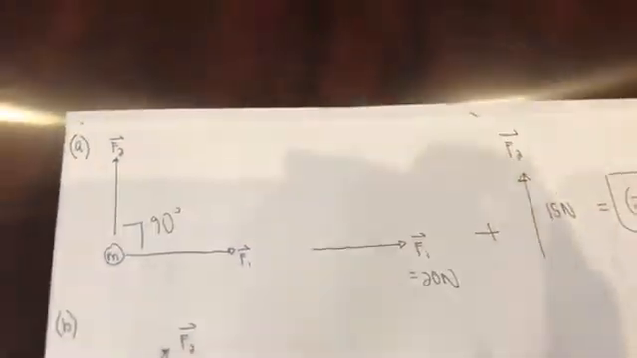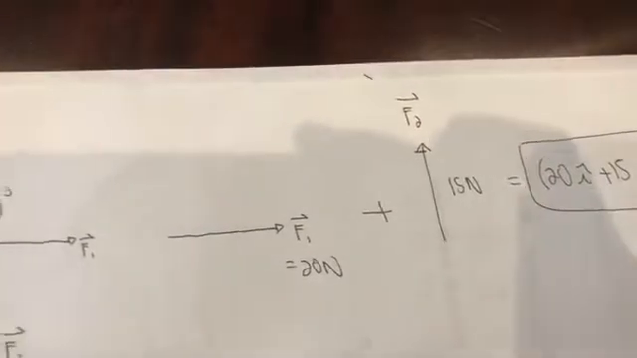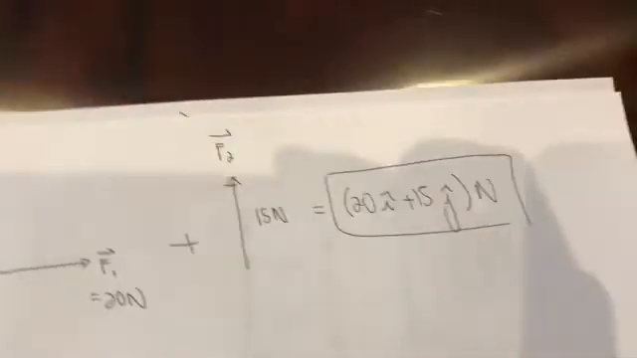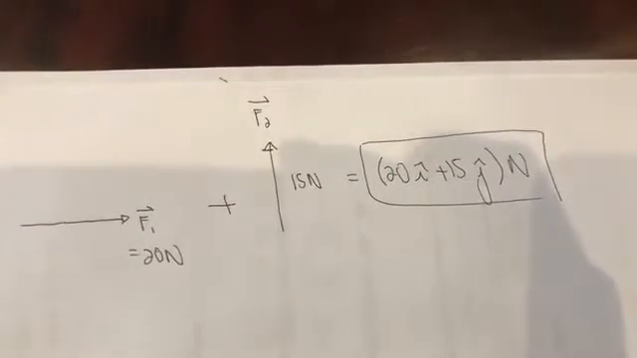So in the first one I found the resultant force by using the givens that they gave in the problem, and I got 20i plus 15j newtons.